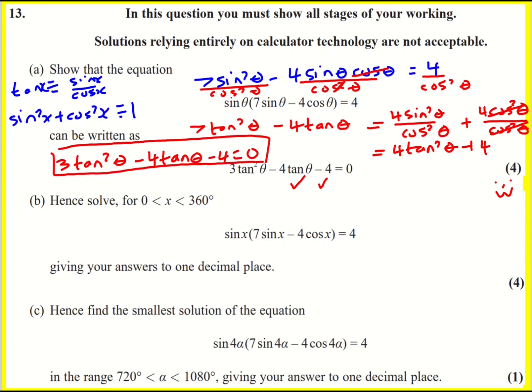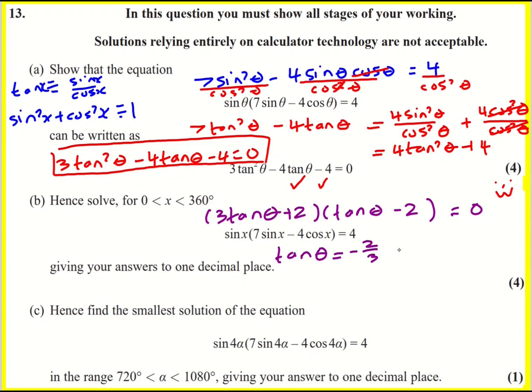And to solve this original equation, well, in fact, we're going to use the hidden quadratic and factorize in terms of tan. So I'll get 3 tan theta and tan theta. That gets me the 3 tan squared. Then I want a minus 4 tan theta. So if I make this minus 2, I get minus 6 tan theta, and then plus 2, that'll give me the minus 4 tan theta, and I'll get the minus 4. So tan theta equals minus 2/3 or 2.